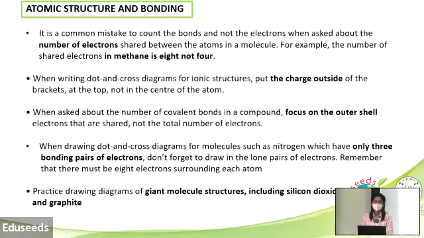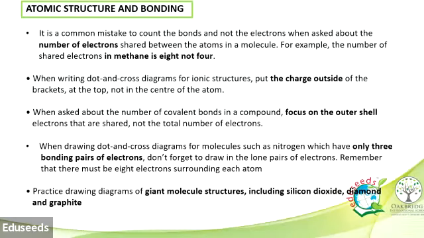Now, atomic structure and bonding. This one is a very popular topic, because we have questions like draw chemical bonding, we have ionic bonding, covalent bonding. You are required to draw the chemical bonding, show how the ions form from atom change to ion. So you can make a lot of mistakes here.